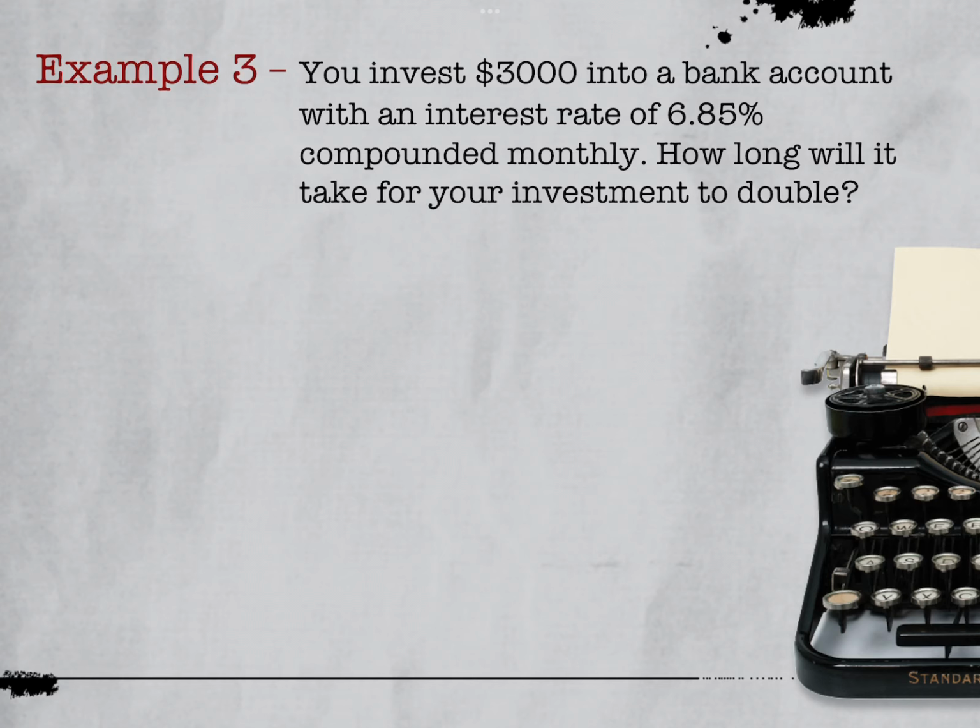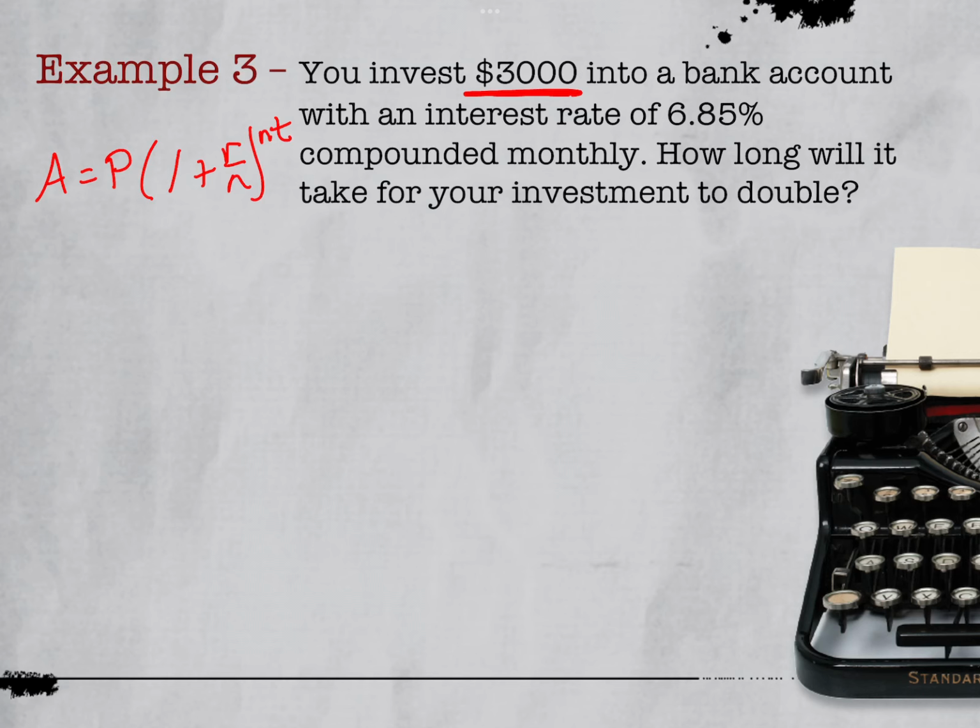So remember, we had two equations. We had A equals P e to the RT, and we had A equals P times 1 plus R over N to the NT. So you have to decide which equation to use. We are going to use A equals P times 1 plus R over N to the NT, and then know where we're substituting things in. You invest $3,000, so $3,000 is going to be our P. Into a bank account, this is our R, the interest rate. Compounded monthly means that our N is 12.